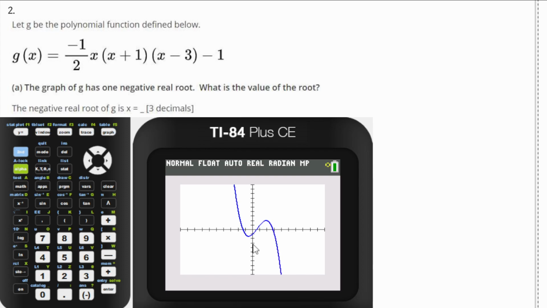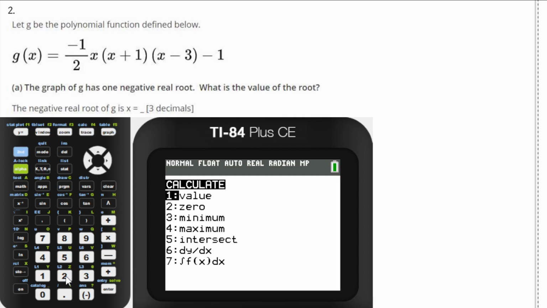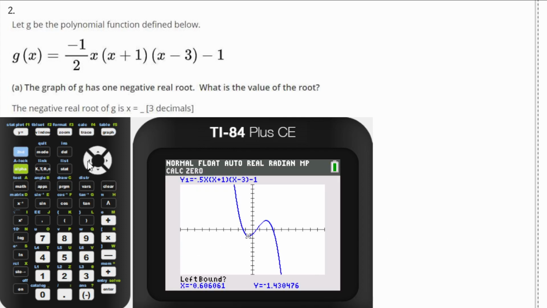All right, it has one negative real root. Okay, so it's talking about this right here. So we need to calculate the zero. We'll scroll to the left of the zero, and go to the right of the zero. Give it a guess. And there we've got it. The negative root of g is x equals -1.343, or -1.342 would have given you the credit on the online quiz at least.